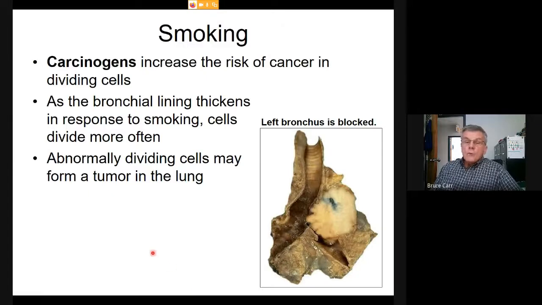Carcinogens are mutagens that can cause cells to mutate. Basically, carcinogens are those mutagens that are associated with the risk of cancer. Every carcinogen is a mutagen, and as you see here in this left bronchus, this undifferentiated tissue, this lump, has grown to a size where it's essentially cutting off or restricting airflow.